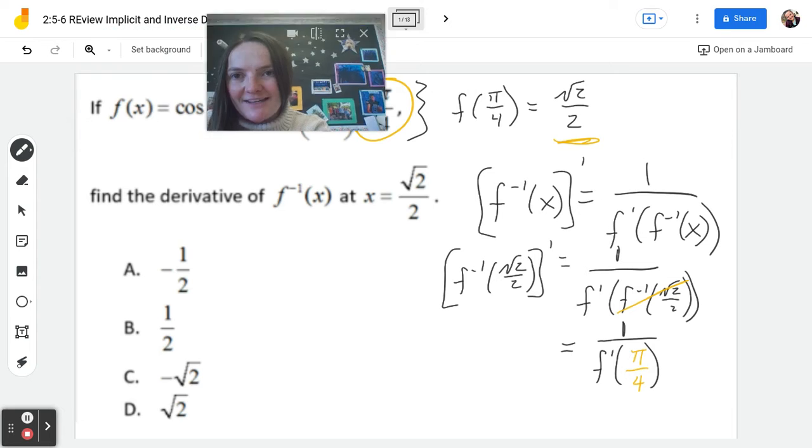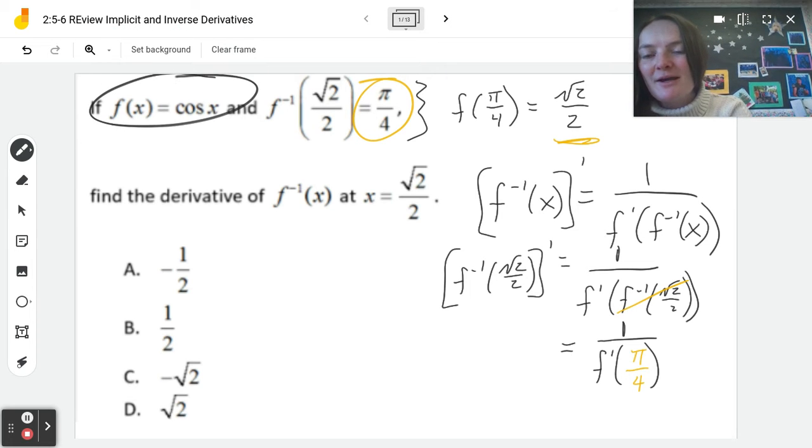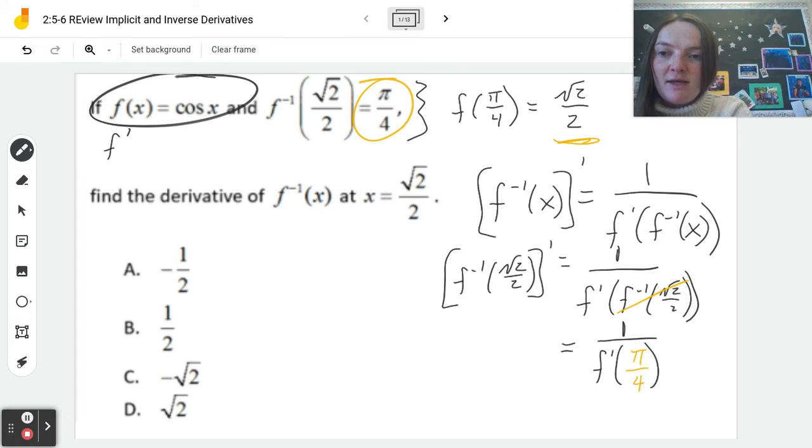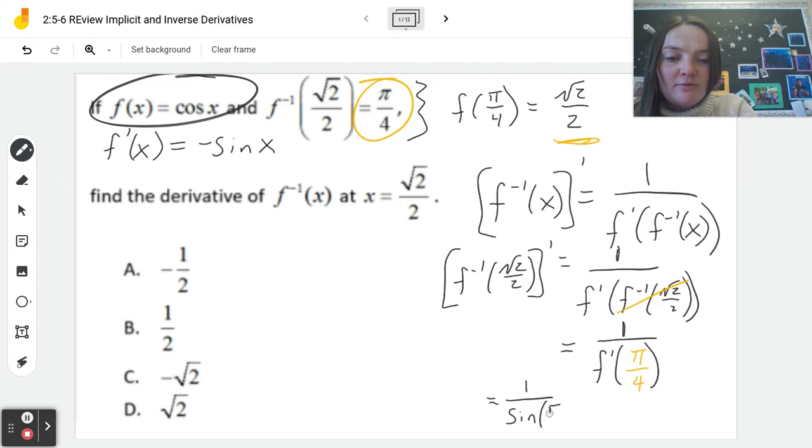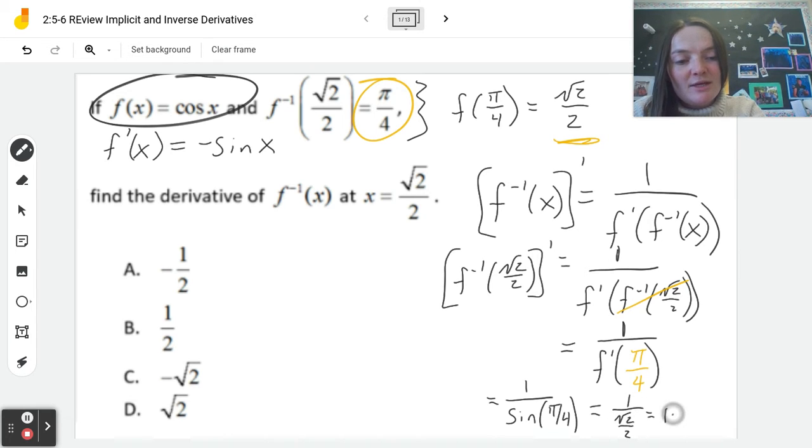The best way to find f prime of pi over 4 is to find f prime. To find f prime, let's take the derivative of f. F prime is the derivative of cosine, which is negative sine. So really what I want to find is 1 over sine of pi over 4. Yes, you're going to have to know your unit circle for this one. Sine of pi over 4 is radical 2 over 2. So this is 1 over radical 2 over 2. If you keep it, switch it, flip it, you're going to get 2 over radical 2.